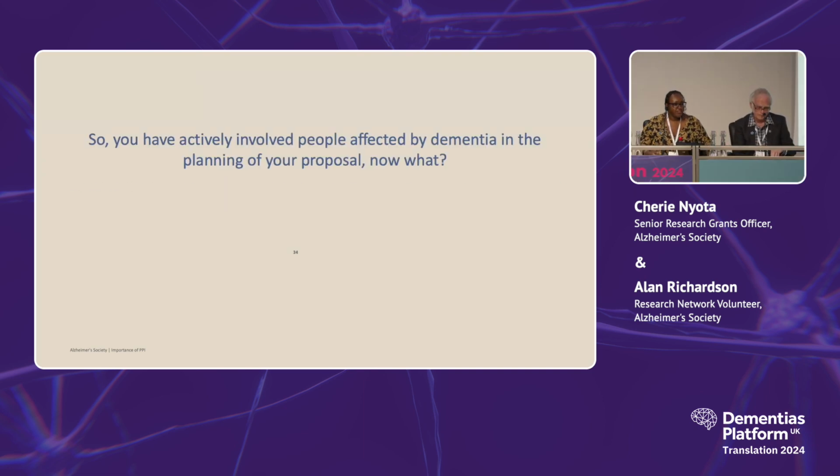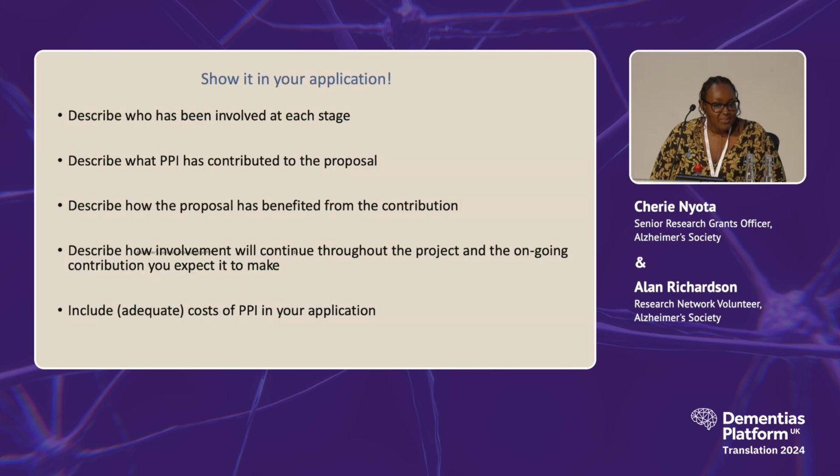So you've actively involved people affected by dementia in the planning of your proposal. You've done all the things we've just said. So now what? Well, you need to show it in your application. Something that we don't see a lot of is people showing it in their application well enough. I think we, as funders, look for evidence of relevant partnerships established early on. We want to see a clear and inclusive involvement plan, and we want to see that plan embedded into the research plan. Another thing is a reasonable budget to support the involvement that you've described.